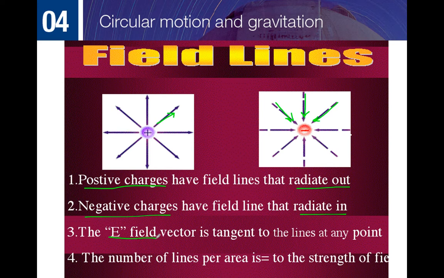The electric field is always tangent, again, at a right angle. If you remember that from circular motion, everything leaves at right angles. That's very important. All right.